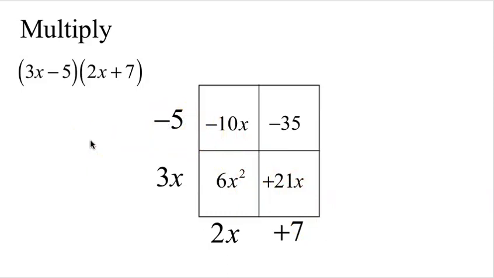Now I can add the like terms. You'll notice the only x squared term I have is 6x squared. But on the x's, we have 21x, and we have negative 10x. 21x plus negative 10x would give me 11x plus negative 35. So putting all those together, our answer is 6x squared plus 11x minus 35. So notice I'm able to do that without using FOIL, just doing term-to-term multiplication using the standard distributive property.